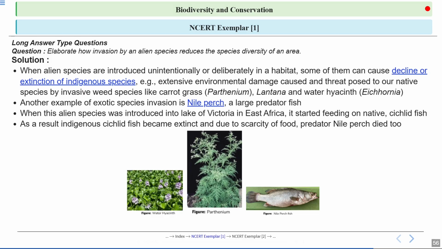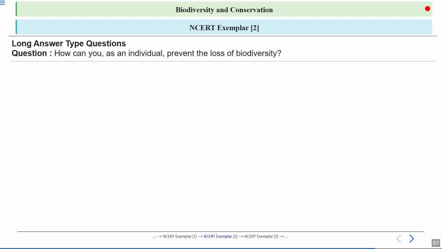So this animal is showing you water hyacinth, Parthenium, as well as Nile perch. These are all alien species, non-native species, exotic species, you can say. Next question, how can you as an individual prevent the loss of biodiversity?